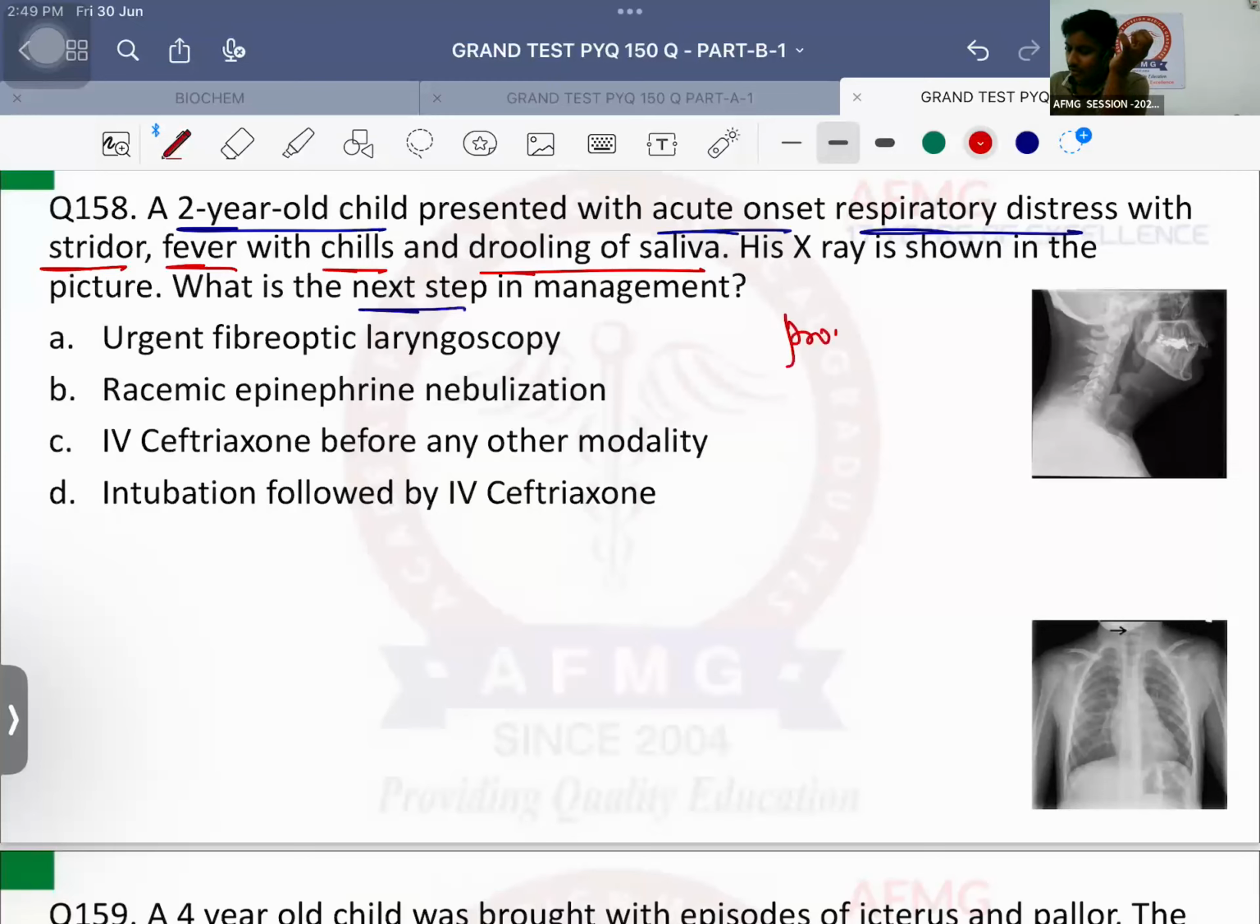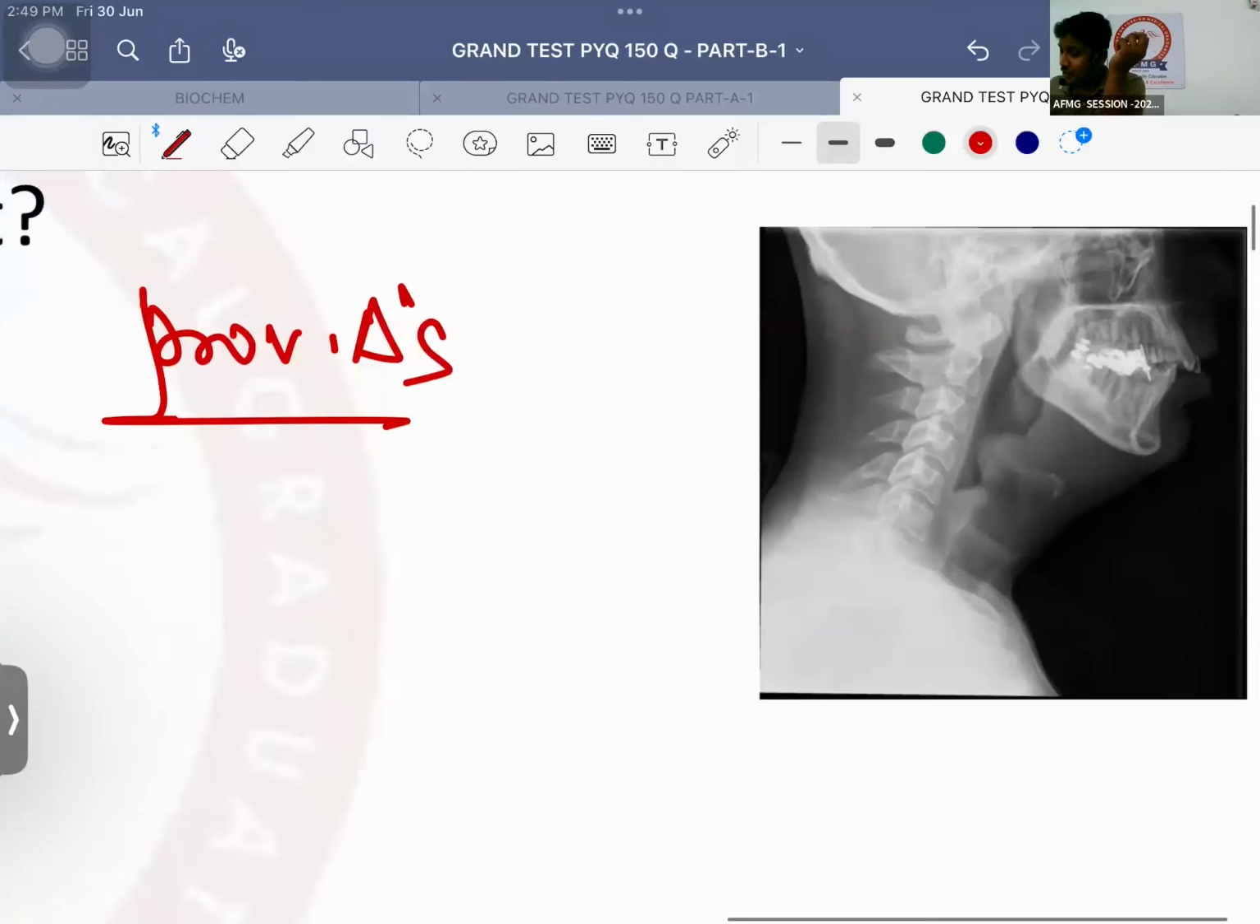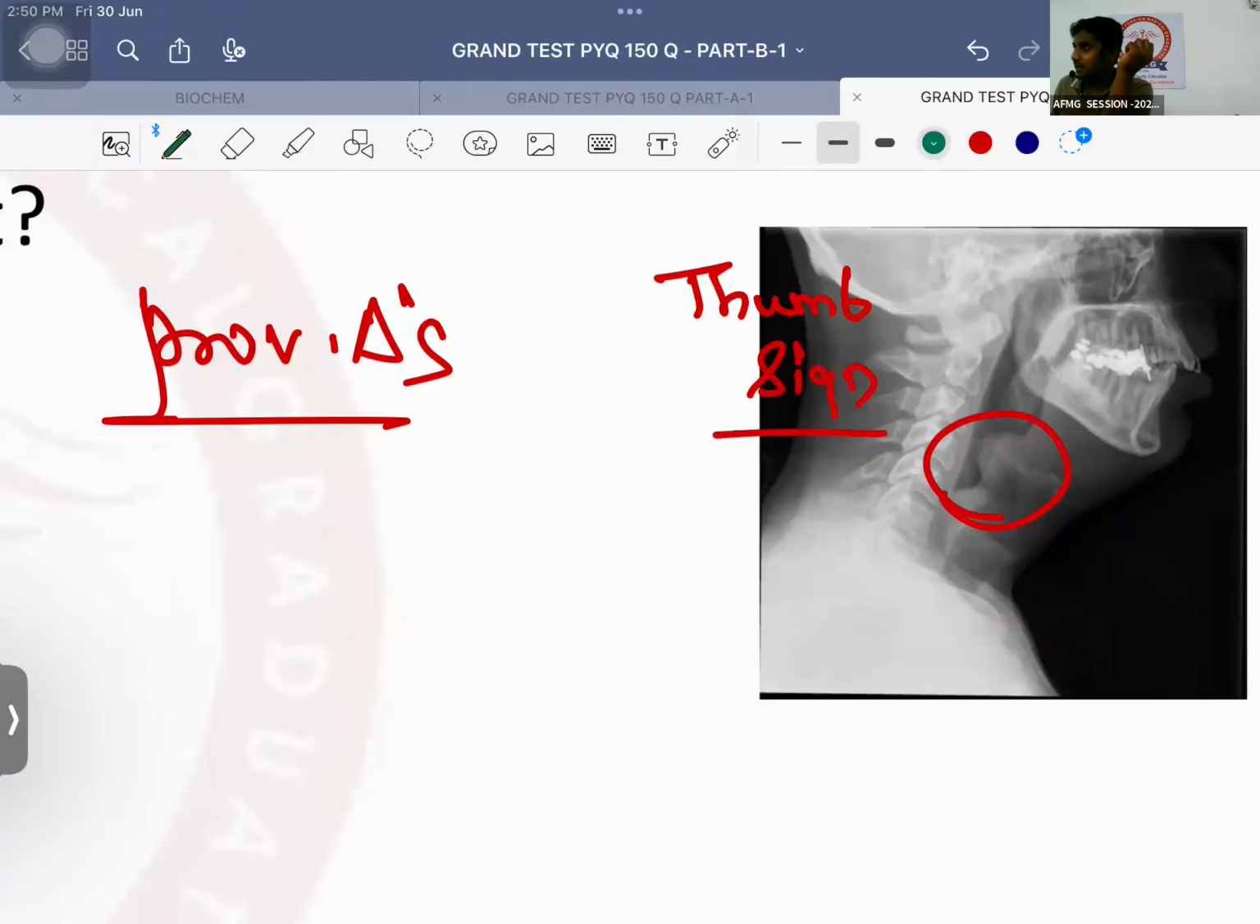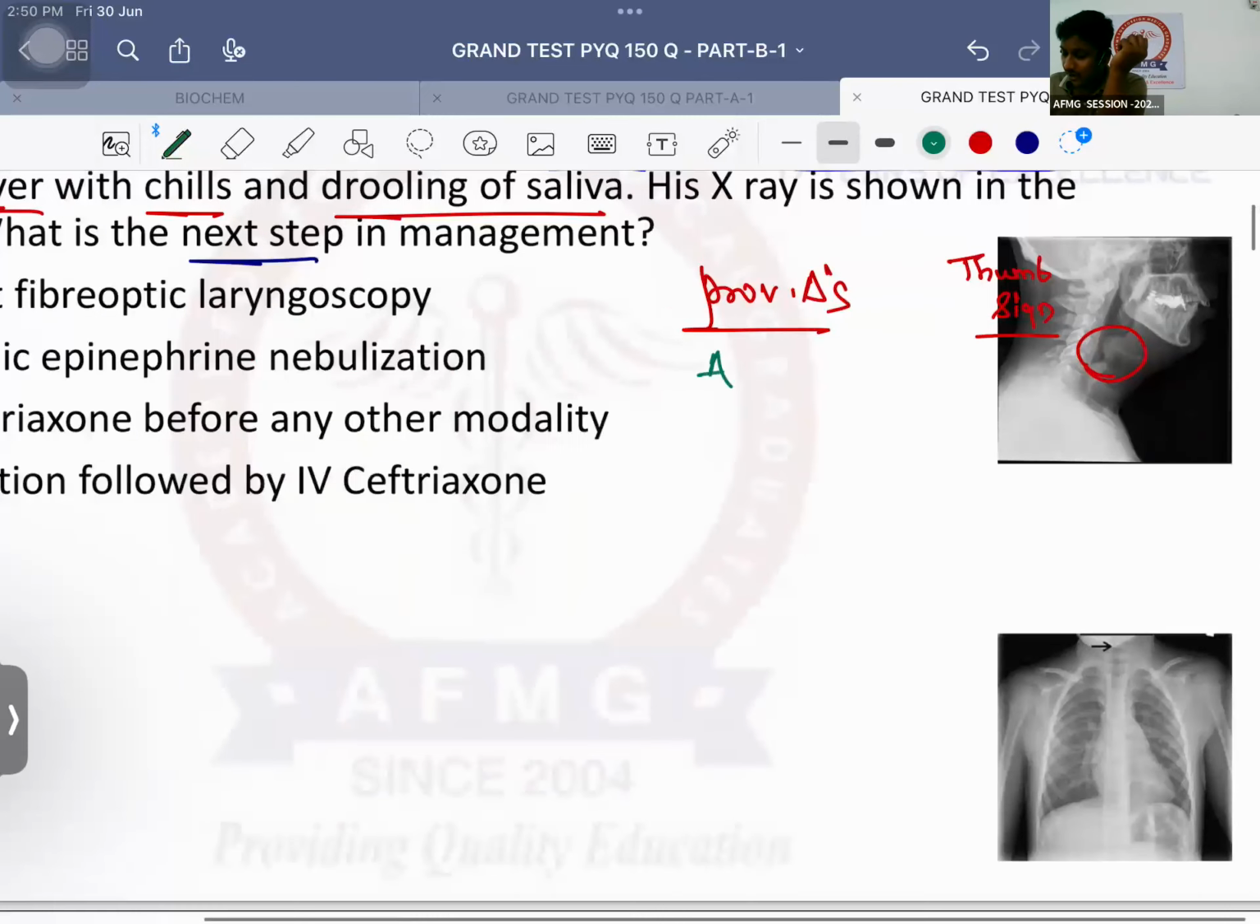Pehle, provisional diagnosis. Very good. A young child with respiratory distress, stridor, fever, chills, drooling of saliva. Very severe, very toxic child. X-ray, lateral soft tissue neck, lateral view, showing thumb sign. So it is the inflamed epiglottis that you are able to see. That is nothing else but the thumb sign. Sign is usually seen. So diagnosis is definitely a case of acute epiglottitis.